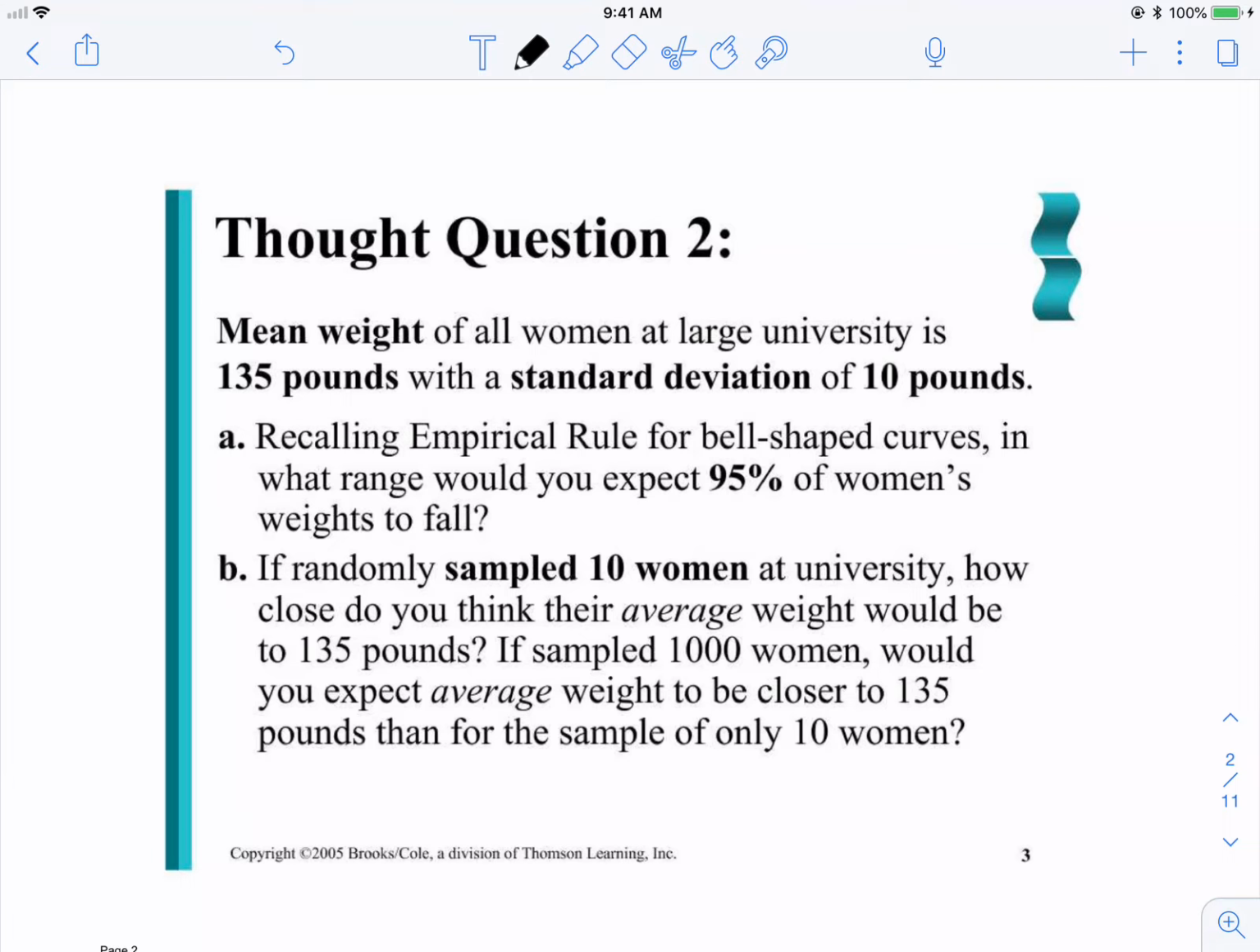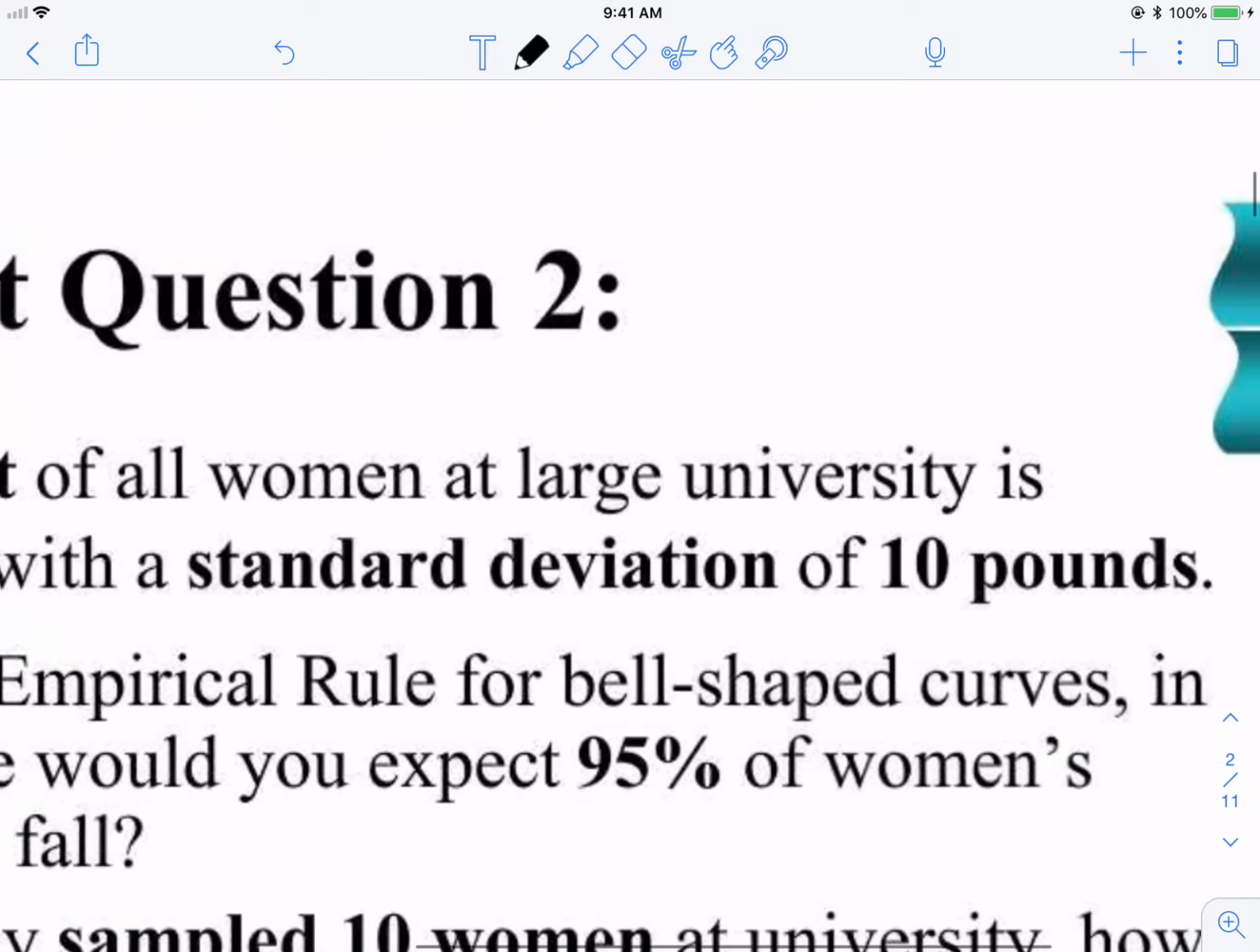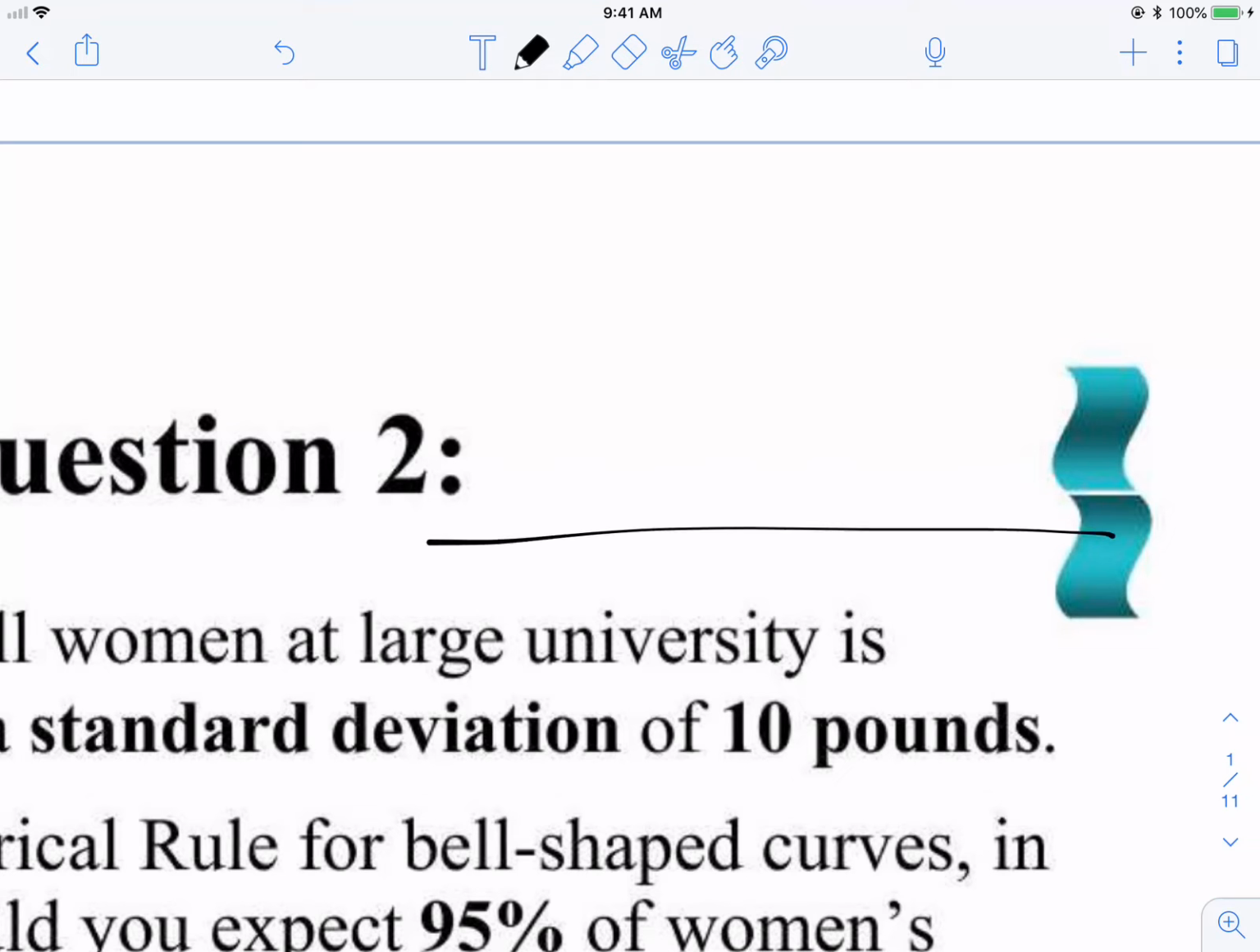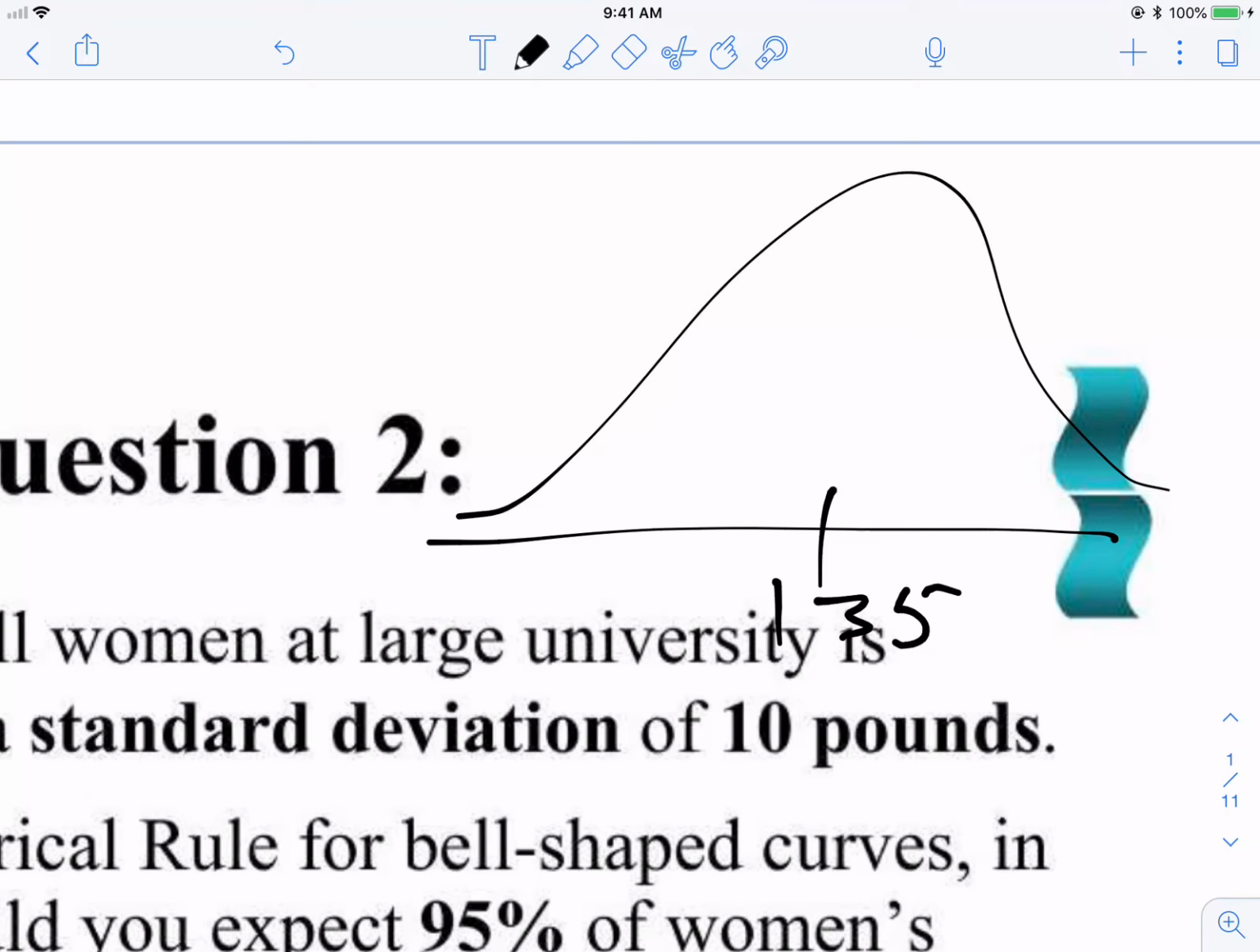Well, you could draw out a little bell curve here. We know that the average, the mean, is right there at the center of the curve, 135, and then the standard deviation is 10 pounds. So 145, 155, 165 out there. I'm not going to label each one of these. And then go down by increments of 10 to the left. So this would be 125, 115, 105, way down there.